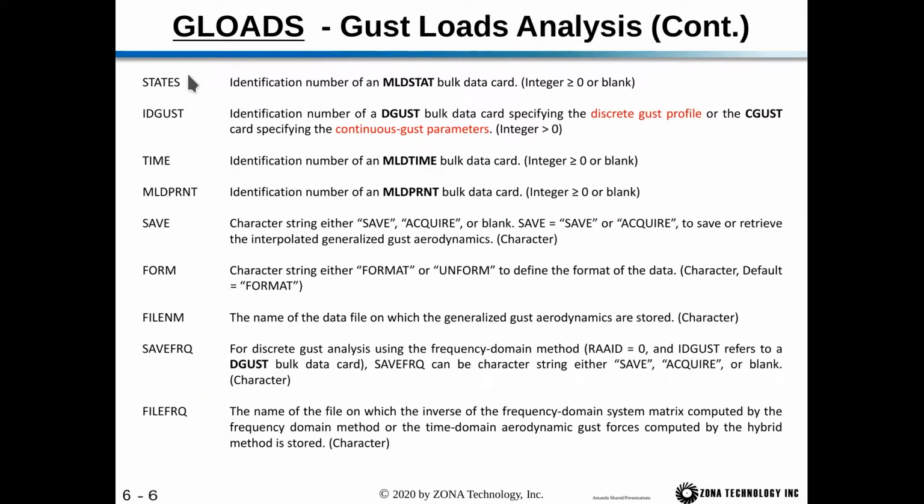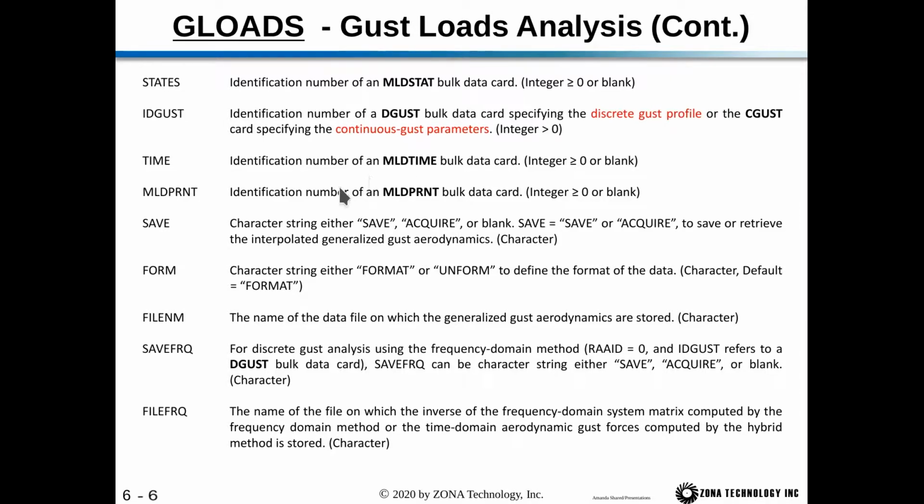Next, the states field refers to the MNStack card for airframe states. The ID gust field refers to either a dgust card for the discrete gust profile, which we're talking about in this section, or it can refer to the cgust card specifying the continuous gust parameters. The time field refers to the MLD time card to specify the time integration parameters. The MLD print field refers to the MLD print bulk data card.